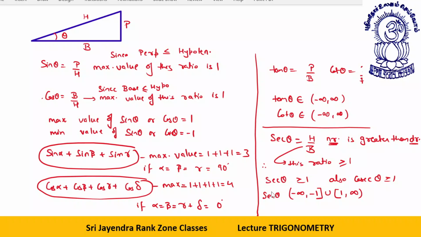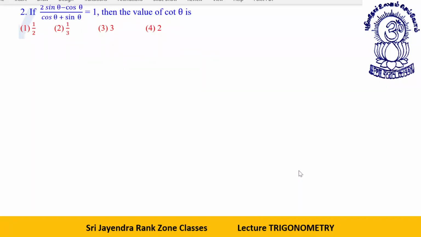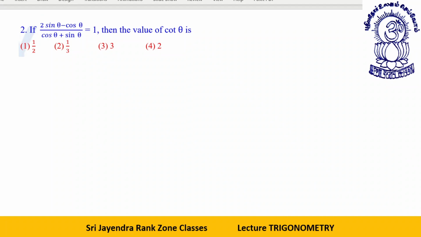Very clear to all of you? This is sec theta. Same is the case for cosec theta also. It could be minus infinity to minus 1, union 1 to infinity. Now there is too much theory getting involved. Let me take a few questions, then I will continue the remaining theory. Okay, so let's start with a few questions.